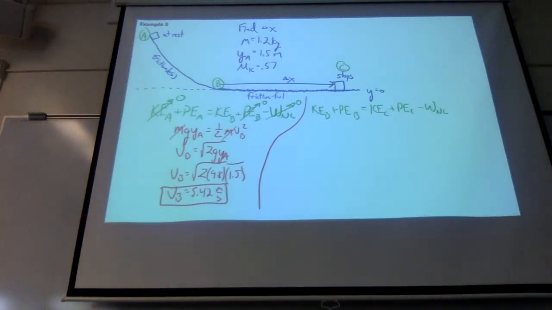And a good first step, again, is just think about what's 0. You don't really want to have to write out a bunch of equation stuff only to make it 0 later. If something is 0 because it's not moving or because it's at ground level, let's get rid of it. So what's 0? Kinetic energy at C. I like that. It stops. So that one's gone. And gone. What else?